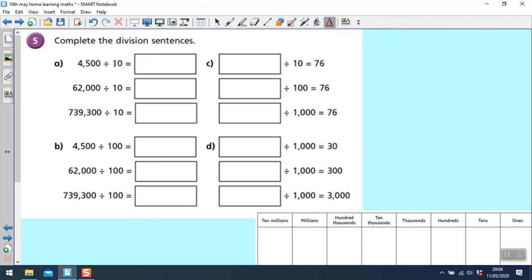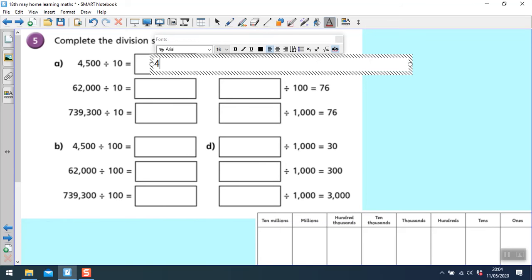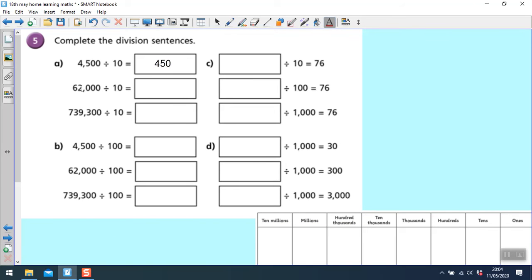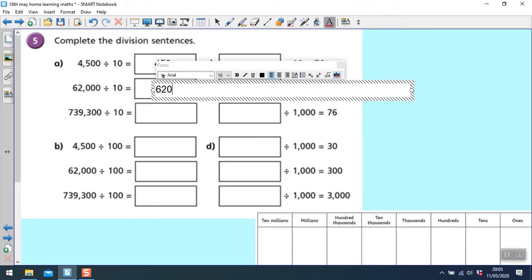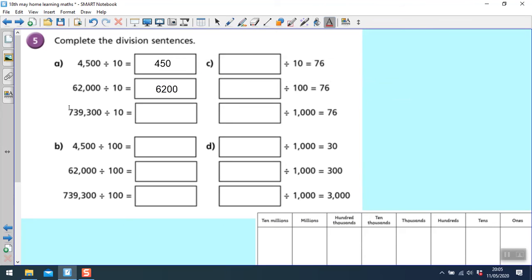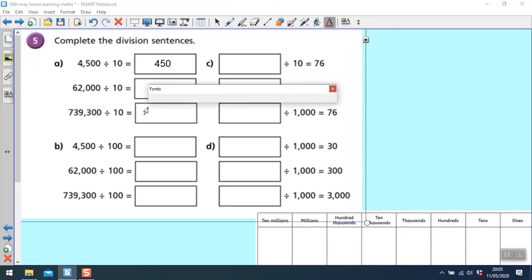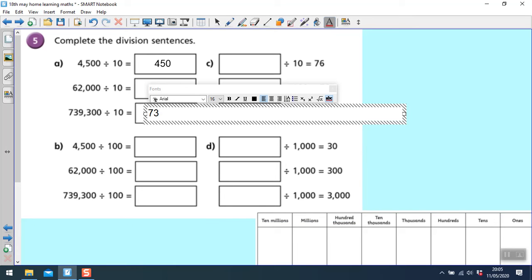Pause the video while you answer these questions. So 4,500 divided by 10, 4,000 is going to jump 1 place to the right. It's going to become 450. 62,000, that's tens of thousands, it's going to move 1 place to the right. It's going to go into the thousands column. 6,200. 739,300 is going to move 1 place to the right. That's going to be 7 tens of thousands. So 73,930.